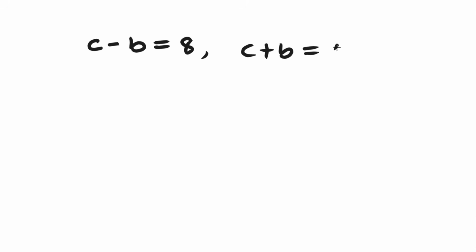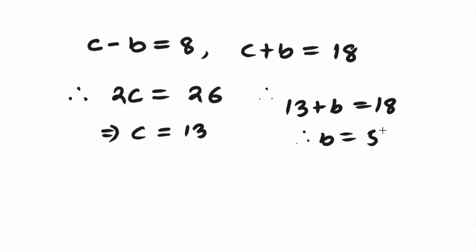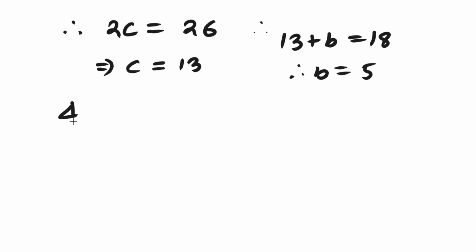Now, let's examine the next factor pair. Suppose c minus b equals 8 and c plus b equals 18. Adding these equations gives 2c equals 26. Dividing by 2 gives c equals 13. Substituting into c plus b equals 18 gives 13 plus b equals 18. Therefore, b equals 5. So another triangle is 12, 5, 13.